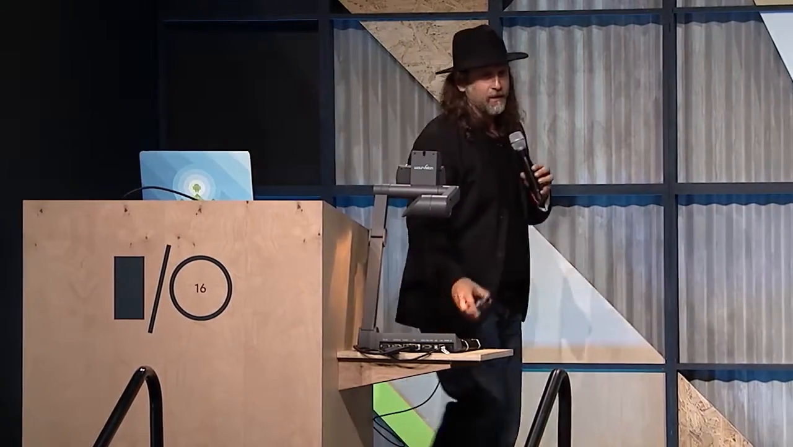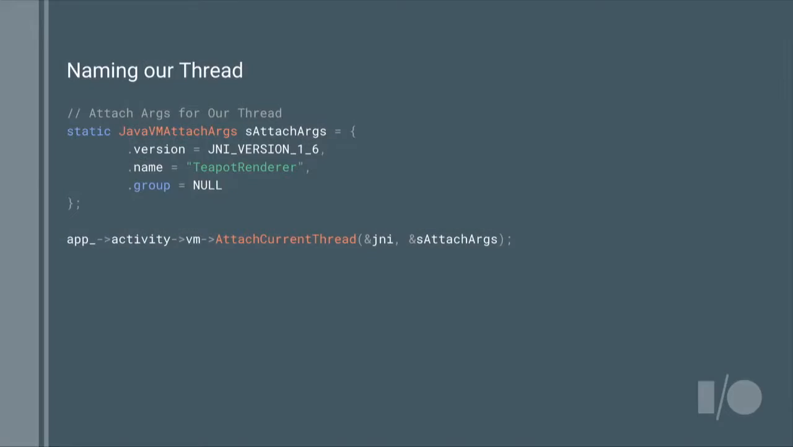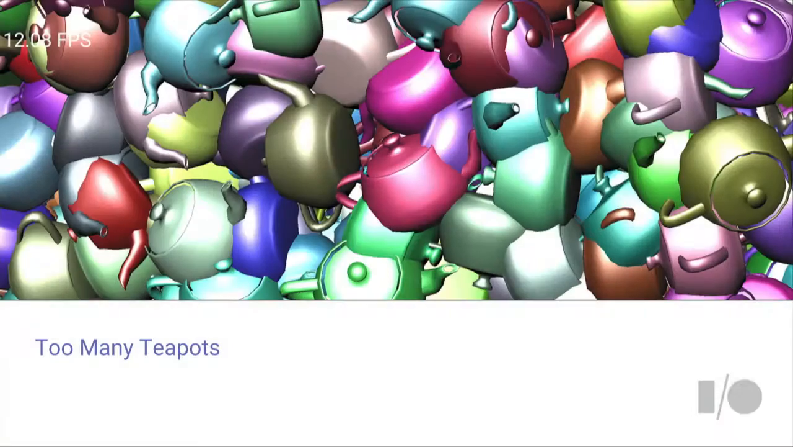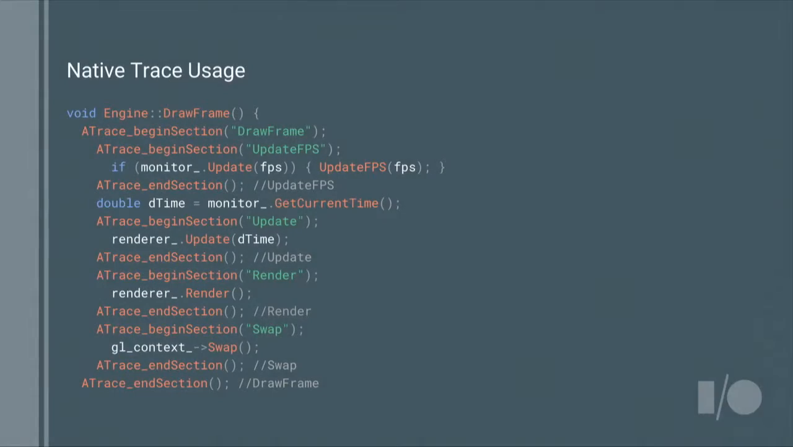So we can switch back to the slides. I'll talk a little bit about that and what we can do. First of all, we want to know what's going on with performance. So one of the cool things we've actually done is we've created a native trace API, and this has been in the platform ever since M.